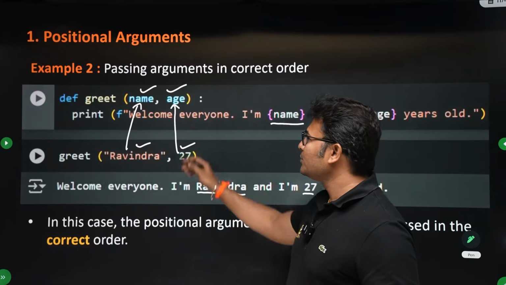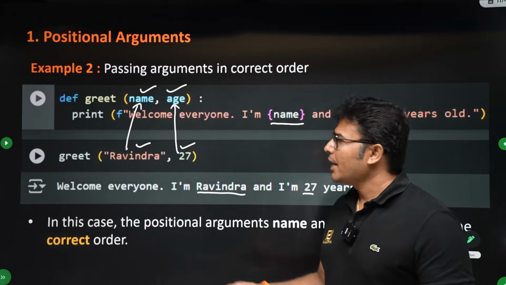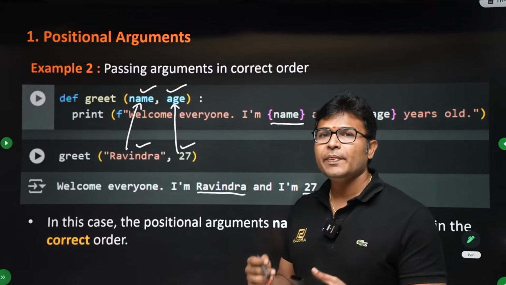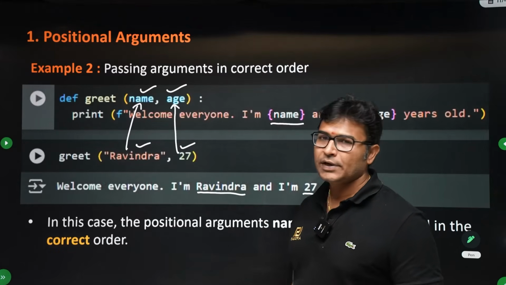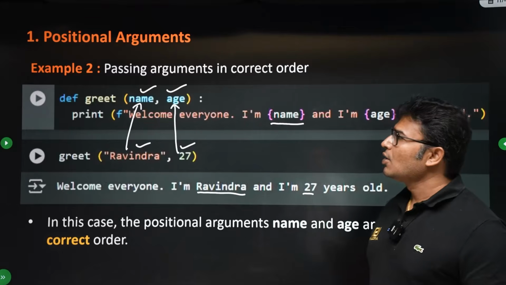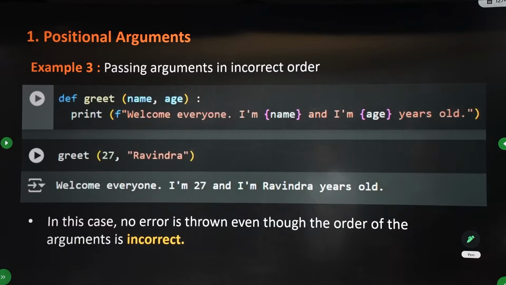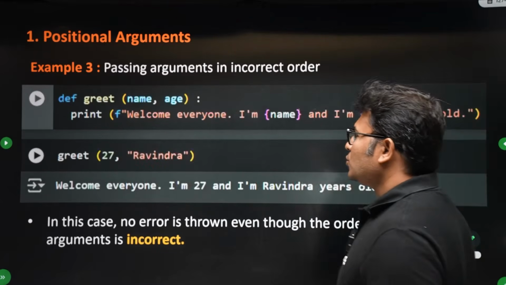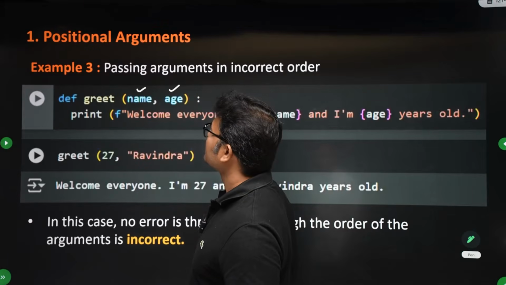So you got it. In positional arguments, you are going to put the entire argument list and you are going to pass the values in that order. First one will go to first one, second one will go to second one, like that. That is what happens in positional arguments. Now, name and age are passed in that order. Now, if you see, first one is name and the second one is age.